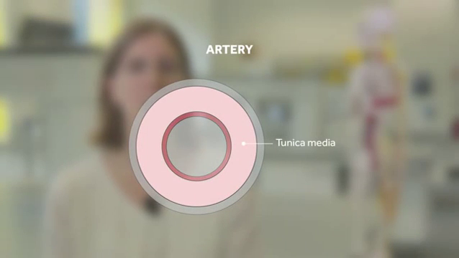The middle layer, or tunica media, is made up of smooth muscle cells. These have a role in regulating the diameter of the blood vessel as they can contract and relax, and this is able to direct the flow of blood to different parts of the body. For example, after eating, we relax the blood vessels in the gut, dilating them. When we exercise, we contract the blood vessels in the gut and we relax the blood vessels in the legs, so we divert the blood to the legs for exercise.